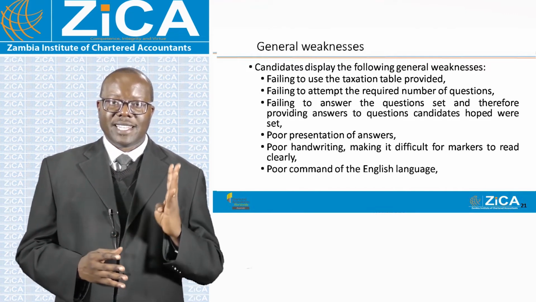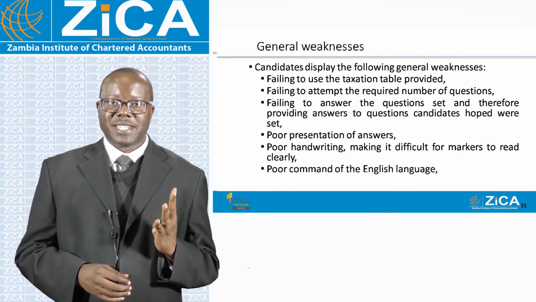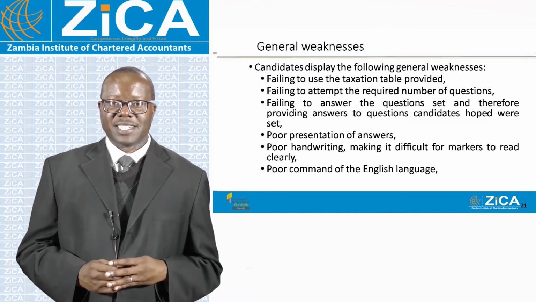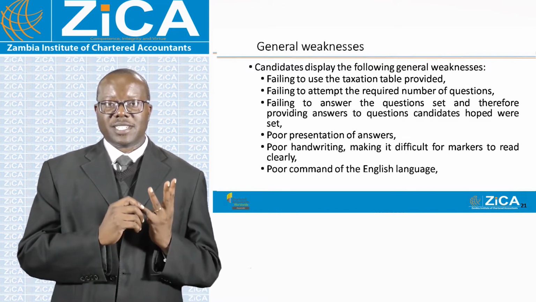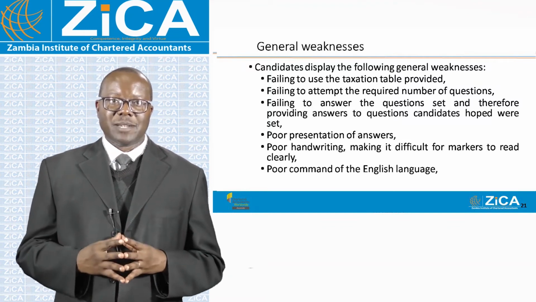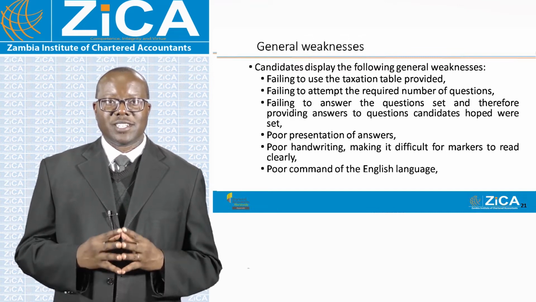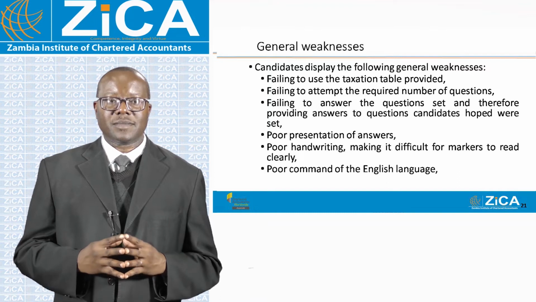We mentioned that there are 4 compulsory questions. Candidates are therefore expected to attempt all the 4 questions. A weakness is candidates may attempt 3 questions, or they may attempt 2.5 questions. Attempting less than 4 questions reduces the chances of passing.